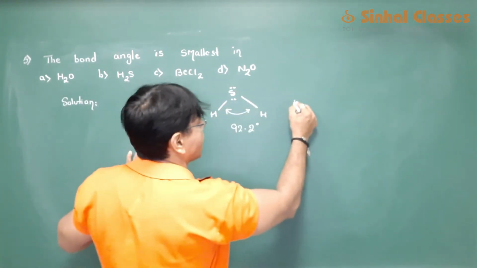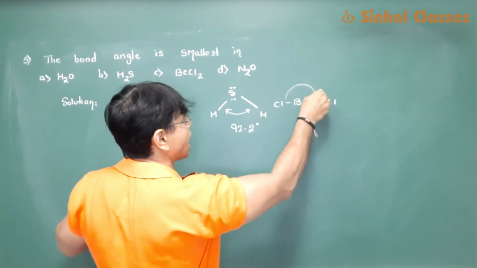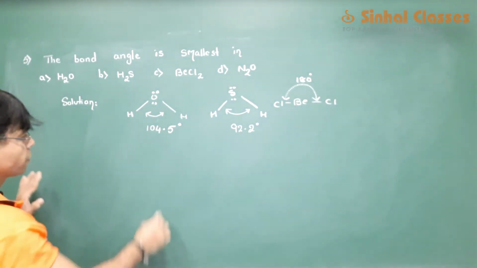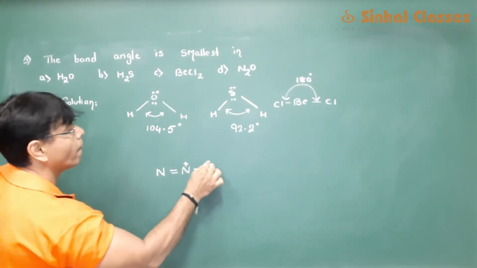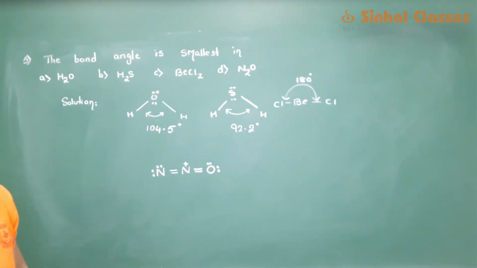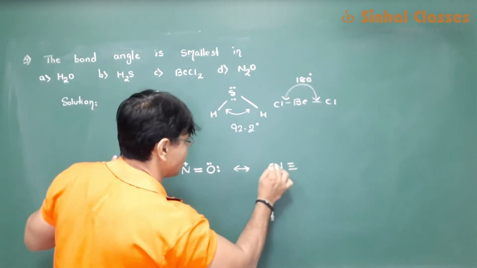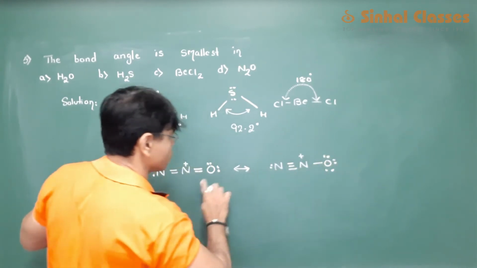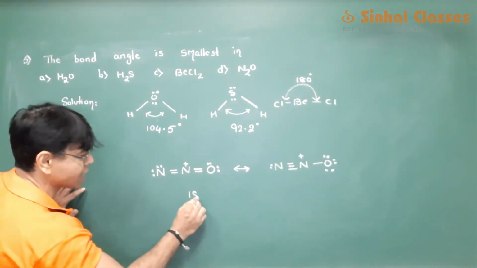What about beryllium chloride, BeCl2? This angle is 180. Observe this. Nitrous oxide. These two structures are resonating with each other. What is your observation? This also has an angle of 180.